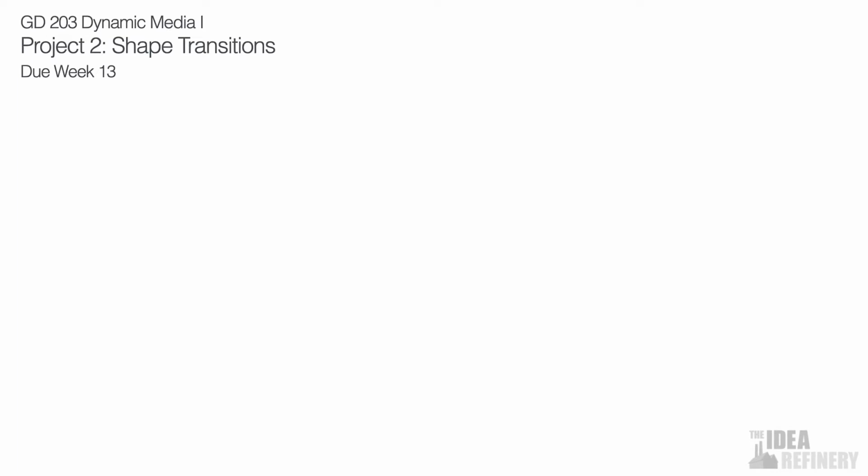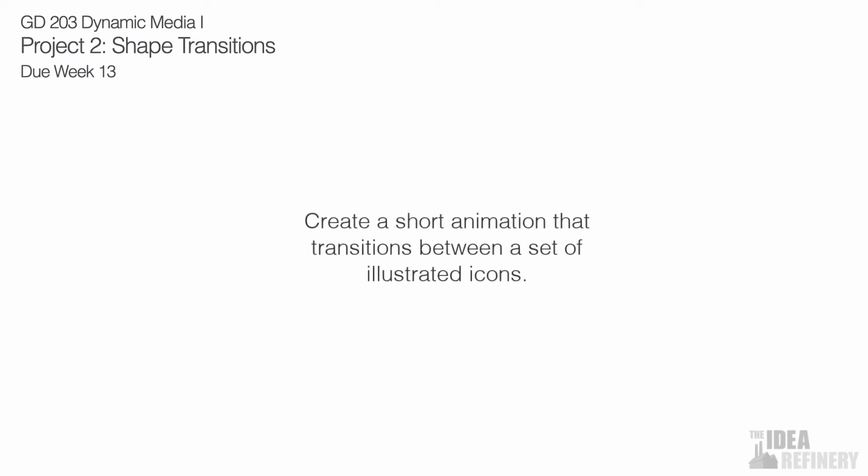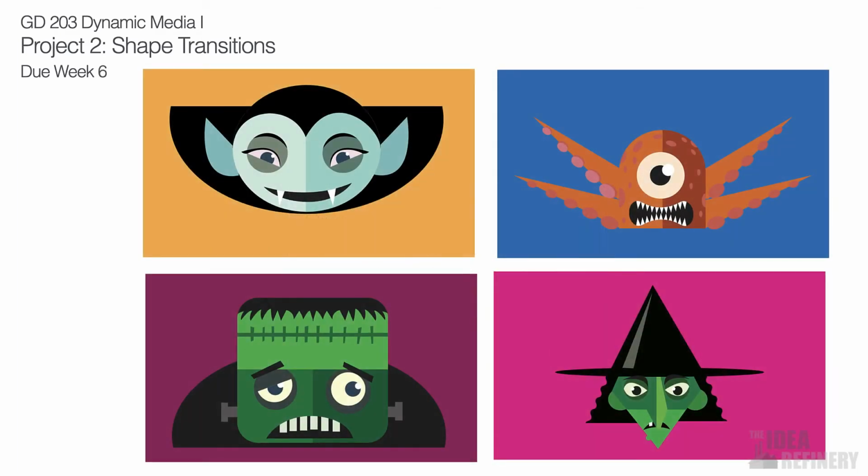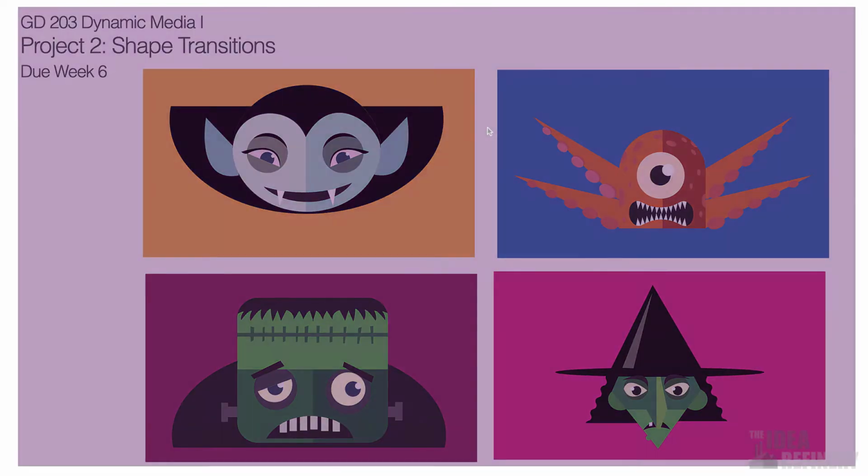Our second project, again, utilizing Adobe After Effects, is what I call the Shape Transitions project. Create a short animation that transitions between a set of illustrated icons. Unlike the previous project, this will require that you create some original artwork. Let me show you what I'm talking about. Here is a set of illustrated icons, and here is the animation that transitions between them.